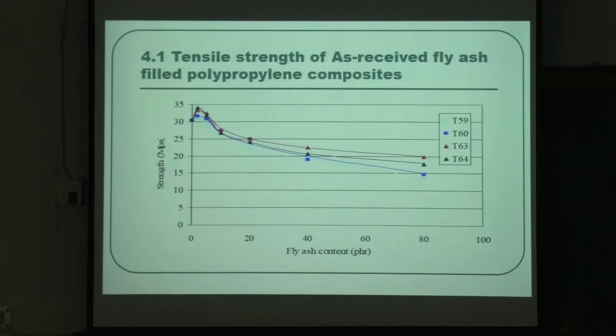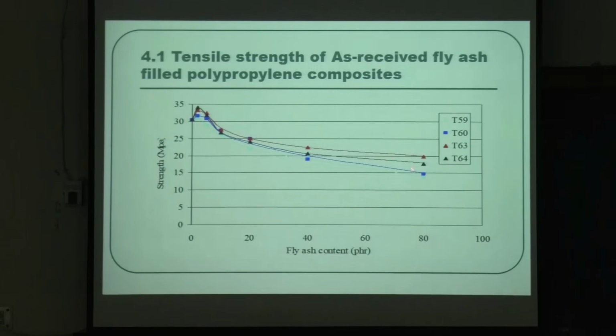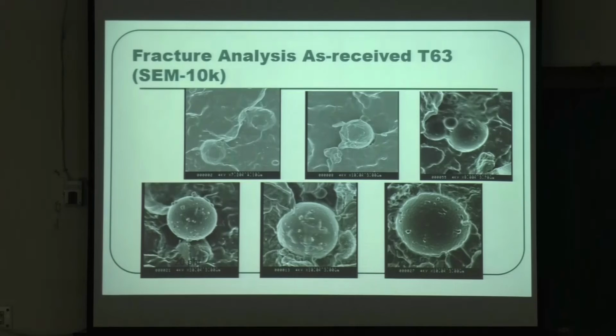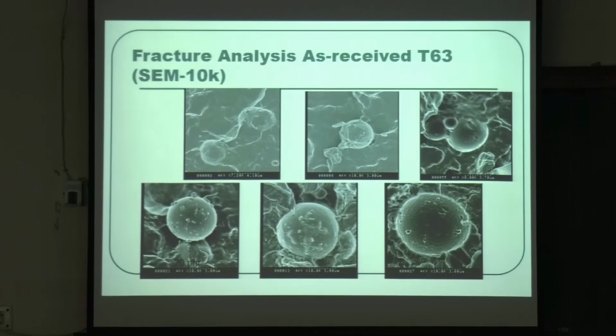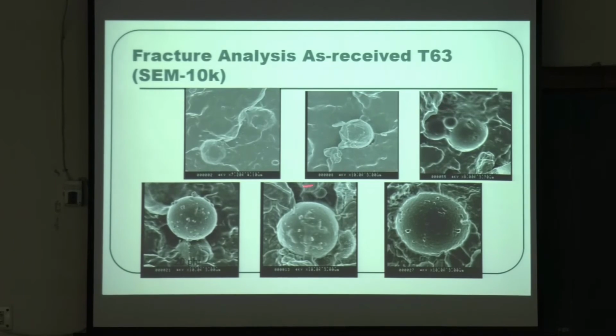Tensile strength of as-received fly ash, as we have seen earlier also, it comes down, but here it comes down from about 30 to about 15. So this is actually without the coating. Okay, we'll see the coating slightly later. And this is the fly ash reinforced polymer plastics, T63, that fly ash, and it shows these different kinds of sizes, 4 micron, 3 micron, 2 micron. So not much difference.